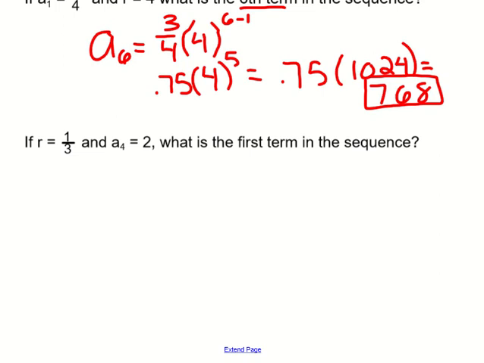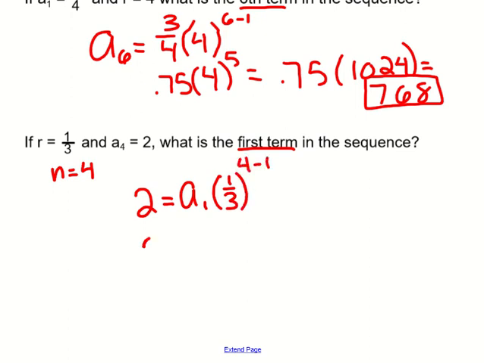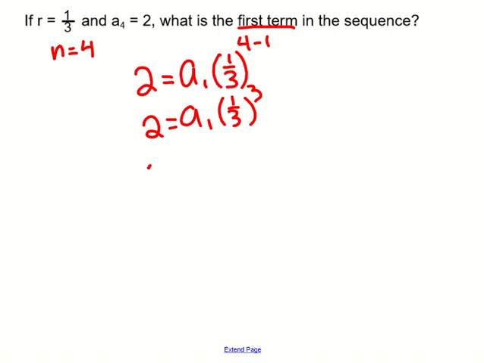Now, on the other hand, we're given our ratio and the 4th term, and it wants to know what is the first term of this sequence. So, our n is 4 here since we have the 4th term. So that means we start with 2. We're looking for our first term. Our ratio we know is 1/3, and our n is 4, so we have 4 minus 1. This leaves us with 2 equals a_1 times 1/3 to the 3rd power. I'm going to keep simplifying this down, which gives me 1/27.